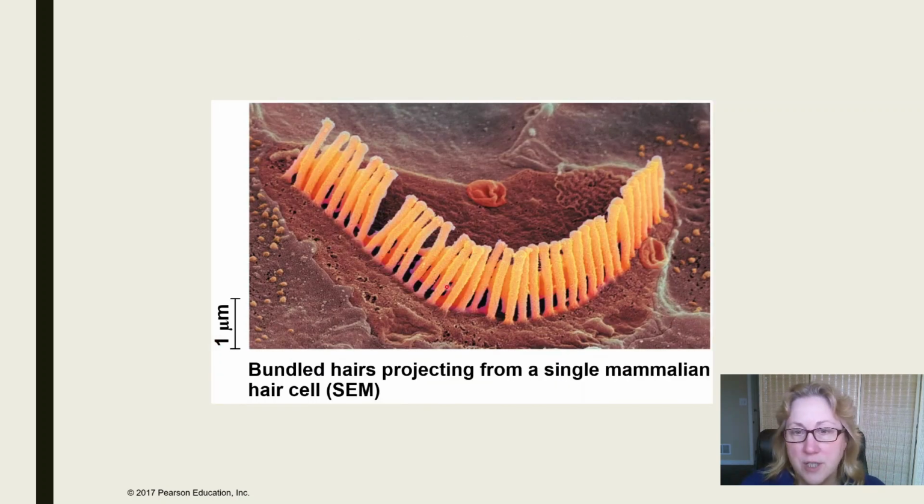If we take a close-up look at what those little hairs look like, so this is one cell here, one hair cell, and keep in mind that when I say hair, they're actually cilia. So if you remember back from last semester, what is the definition of a cilia? That means it has microtubules inside, it's covered with a plasma membrane.